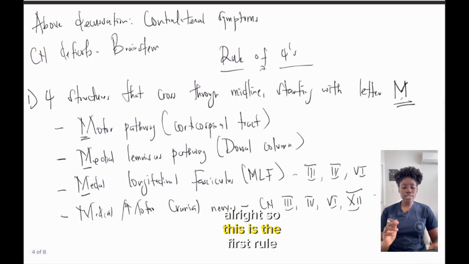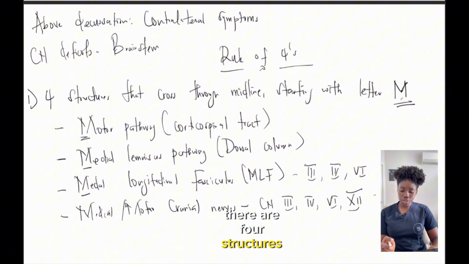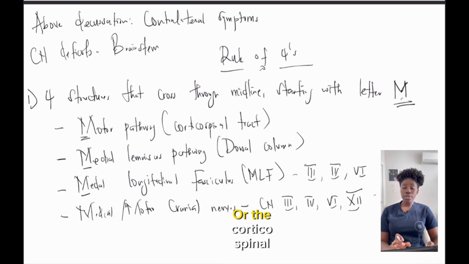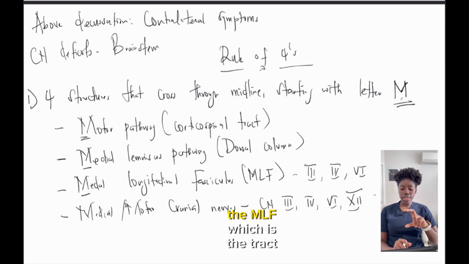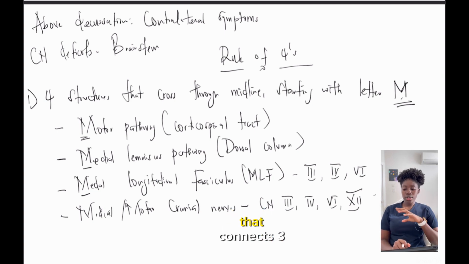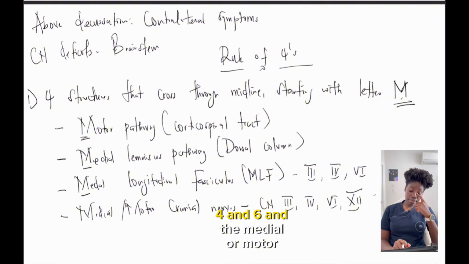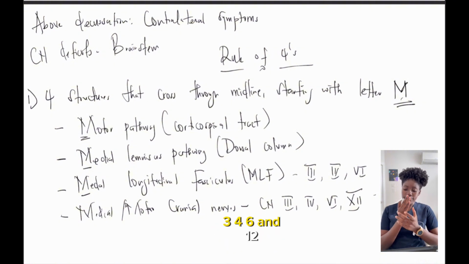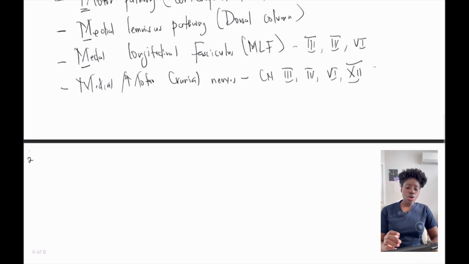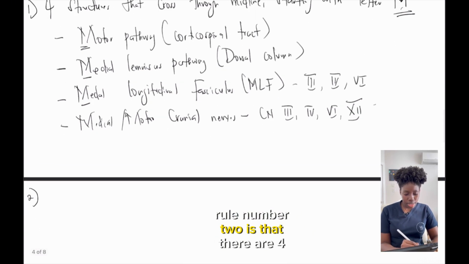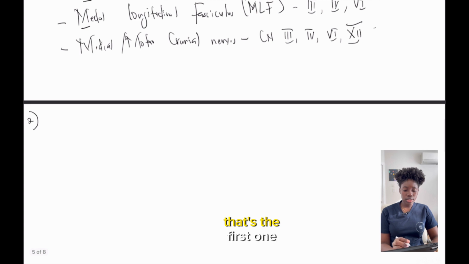All right, so this is the first rule of 4's. There are 4 structures that cross through the midline, starting with letter M. The motor pathway, or the cortical spinal tract, medial lemniscus pathway, or the dorsal column, the MLF, which is the tract that connects 3, 4, and 6, and the medial or motor cranial nerves 3, 4, 6, and 12. That's rule number 1.